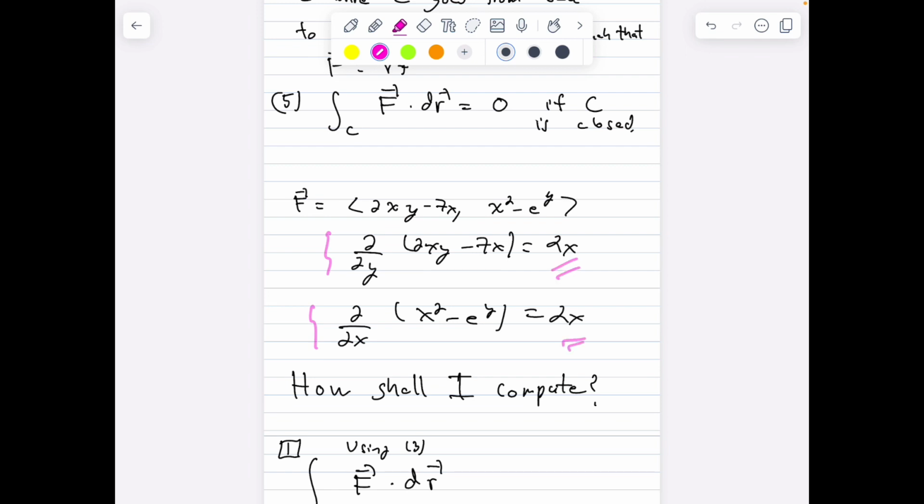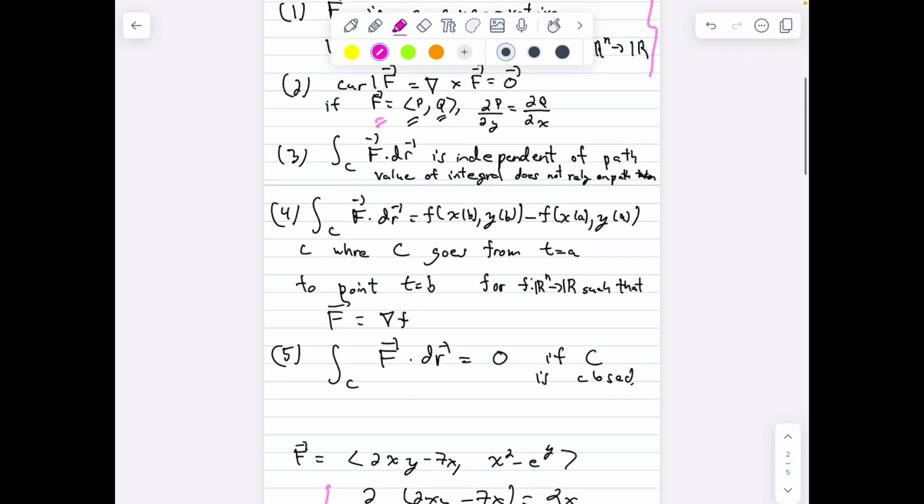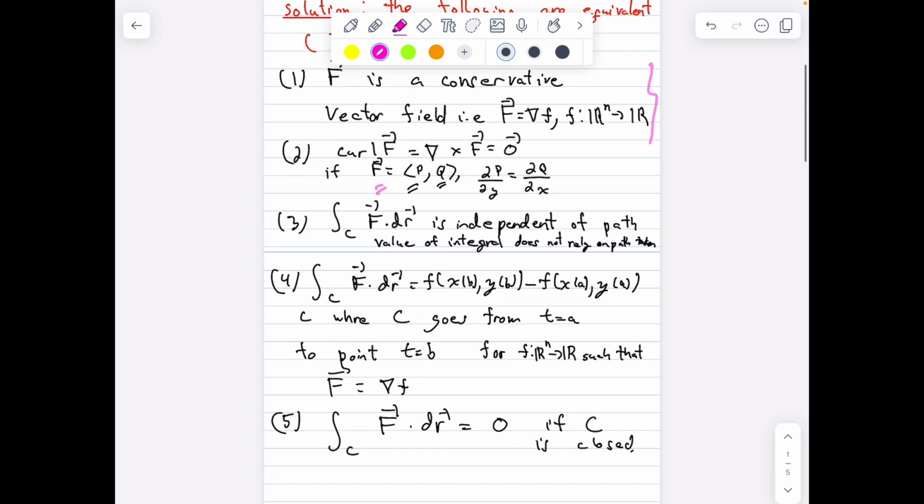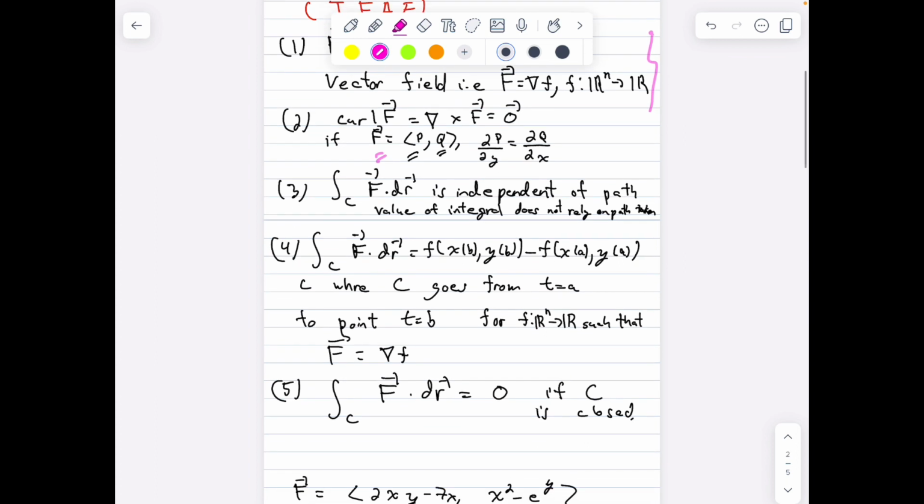What does that mean? Well, that means I can go ahead and use some of my conditions to compute. Now, for computation of line integrals, 3, 4, and 5 are the conditions that usually work out the best. Okay, 5 is not going to work here though, because we're not working with a closed curve. So it's either 3 or 4 that you can work with. Which one?